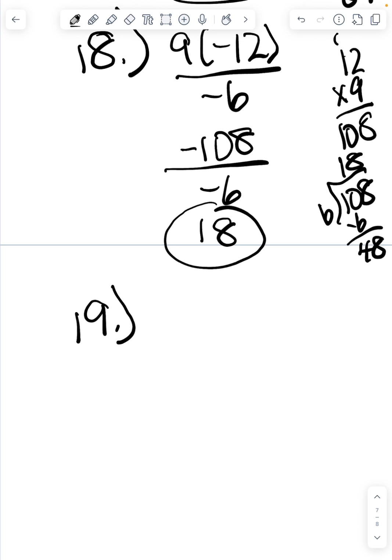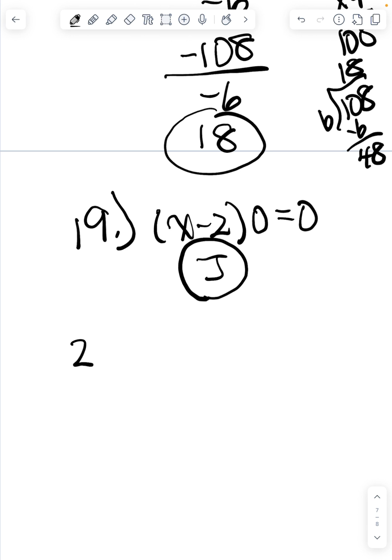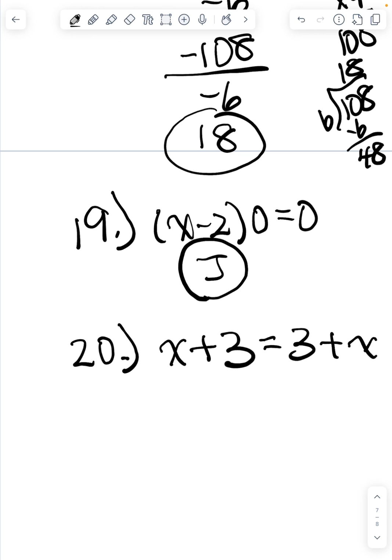Okay, moving on. Number 19. So just a review of identify the property illustrated by each statement. In number 19, we've got the quantity x minus 2 times 0 equals 0. This is going to be the zero property of multiplication. Anything multiplied by 0, your answer is going to be 0. Zero property of multiplication.